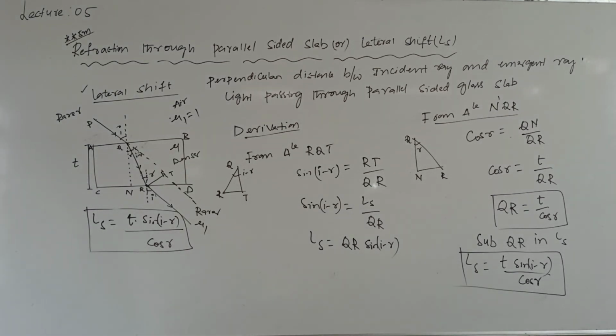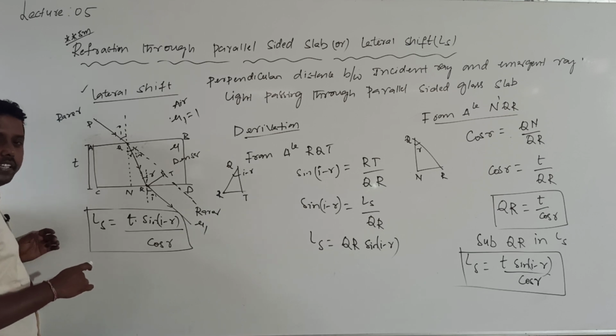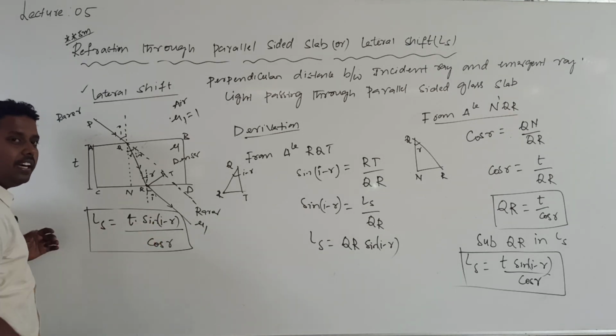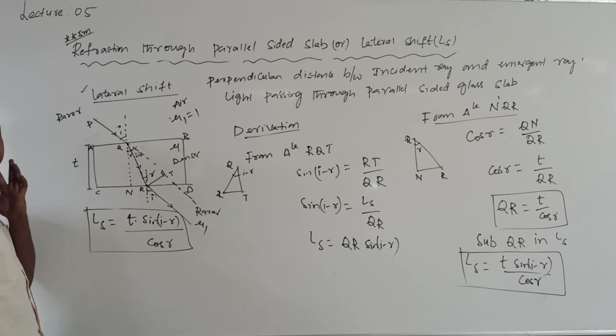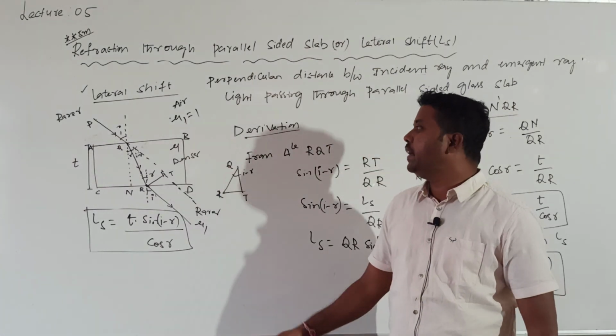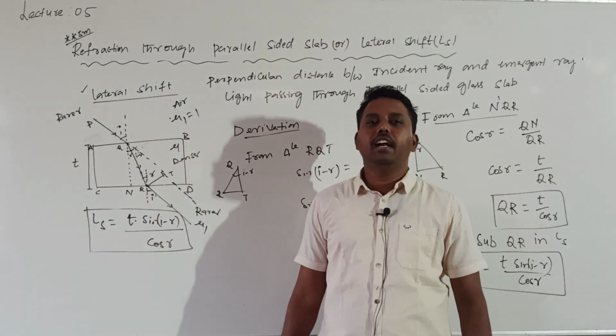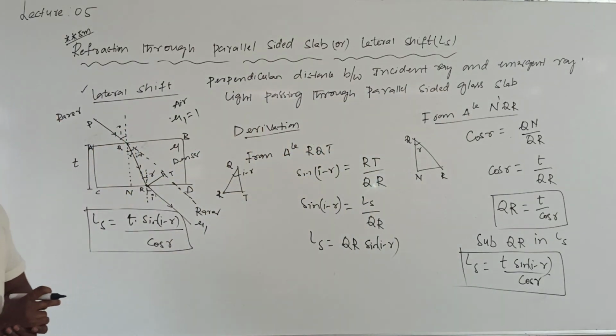On what factors does the lateral shift value depend? It depends upon the thickness of the slab, and it depends upon the angle of incidence. These are the two factors on which the lateral shift depends. Derivation is very, very important. What is lateral shift? The perpendicular distance between the incident ray and the emergent ray when light passes through a parallel sided glass slab.